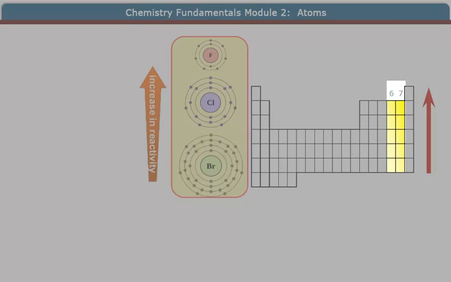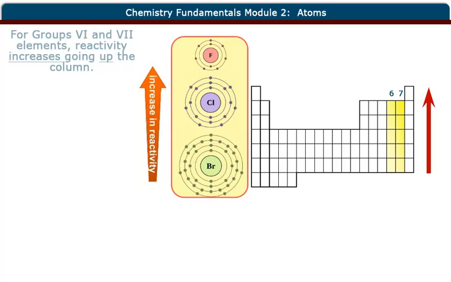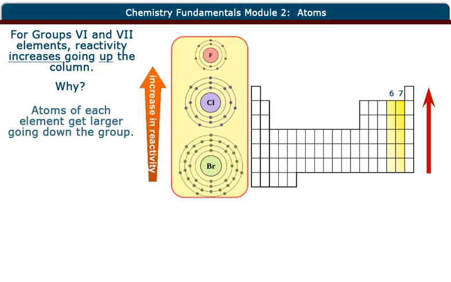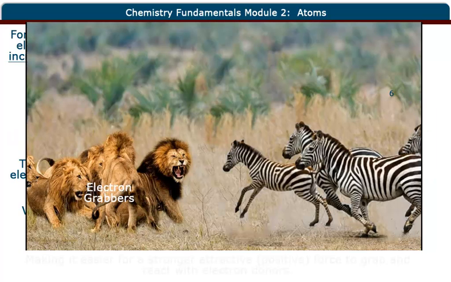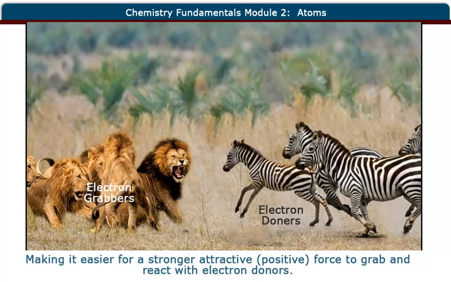For group 6 and 7 elements, reactivity increases going up the column. That's because atoms of each element get larger going down the group. These atoms are electron grabbers. Valence electrons in the smaller elements are closer to the nucleus. That means, the positive attractive force that grabs the electrons is stronger than if the positive attractive force was farther away, like in a larger atom. This makes it easier for a stronger attractive, positive, force to grab and react with electron donors.